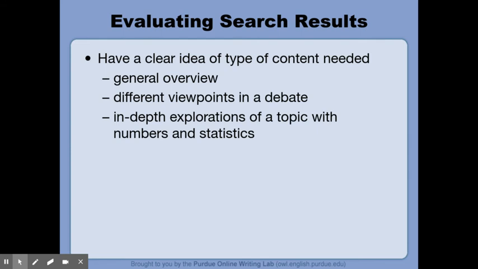Evaluating search results. Have a clear idea of the type of content needed. So have a general overview, look for different viewpoints in a debate, and then look for in-depth explorations of a topic with numbers and statistics. When you go into a search, have this in mind. Think about what you want to know. You want a general overview of the information that you're trying to find. You want different viewpoints in a debate, acknowledging both sides. And then you want numbers and statistics, facts that back up what the author is trying to say.